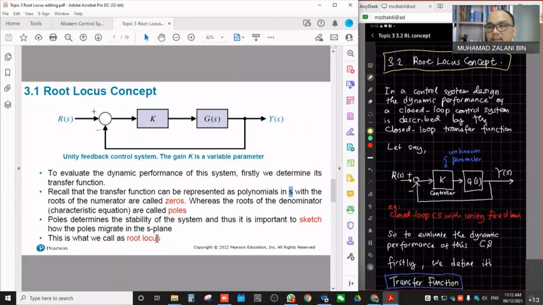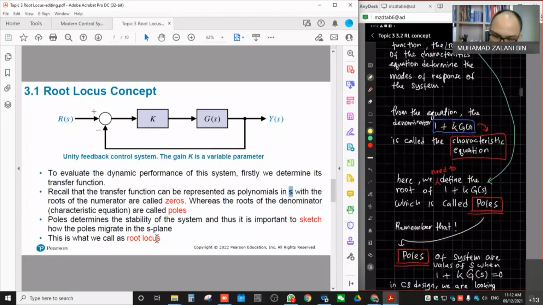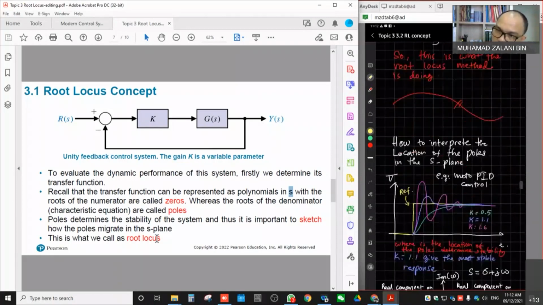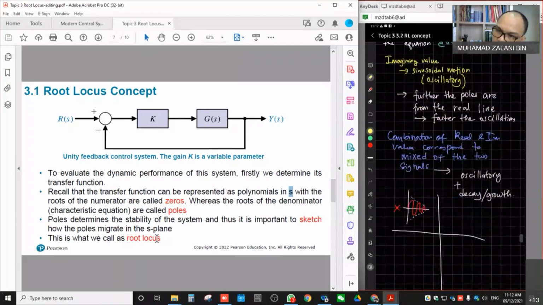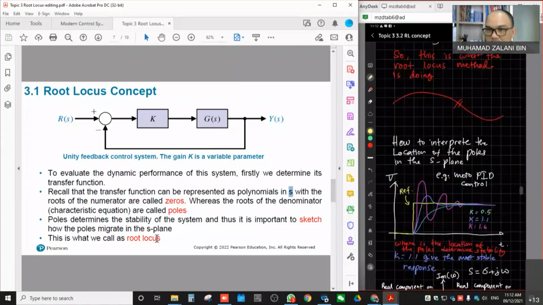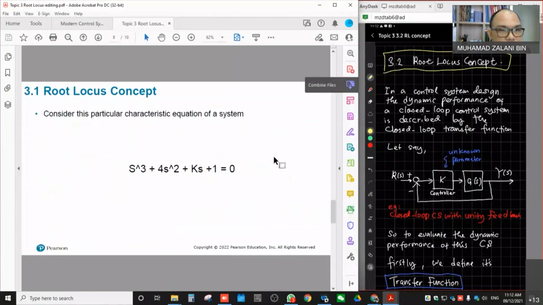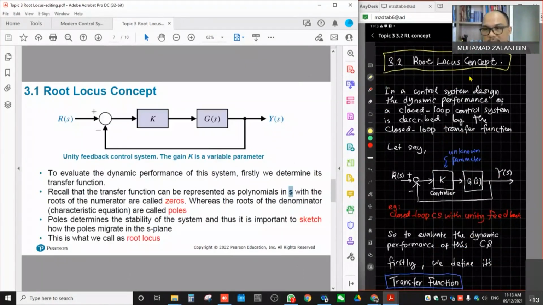So we will start with the root locus concept. As you can see in my lecture notes, I am scrolling further down. I hope that you can finish this in 1 hour, maybe less. Maybe around 50 minutes I should finish this. Okay, so 3.2, root locus concept.